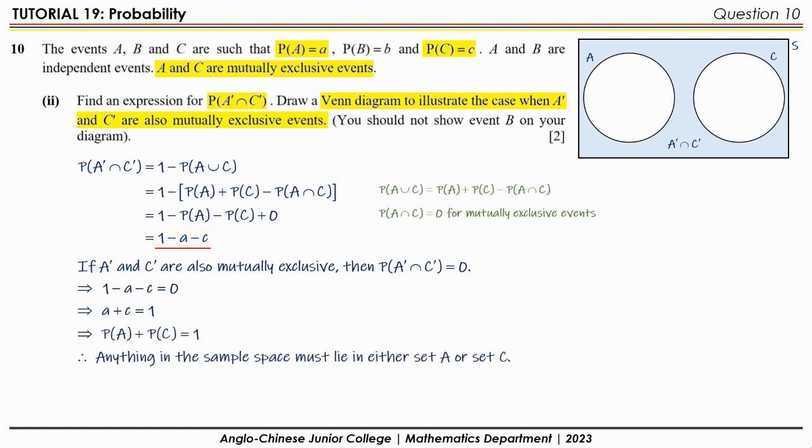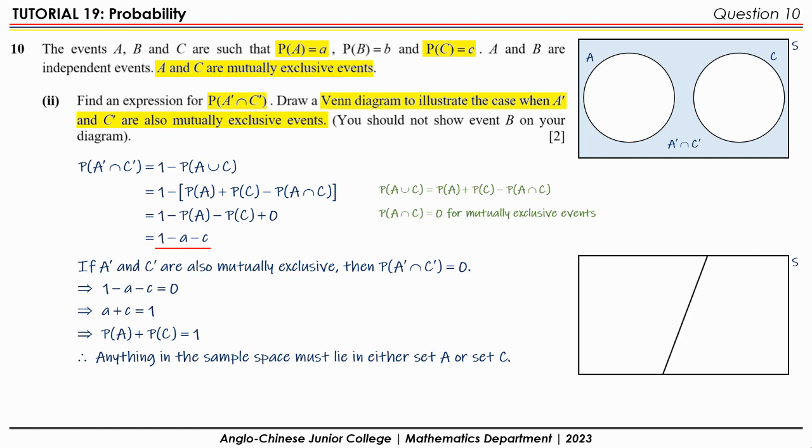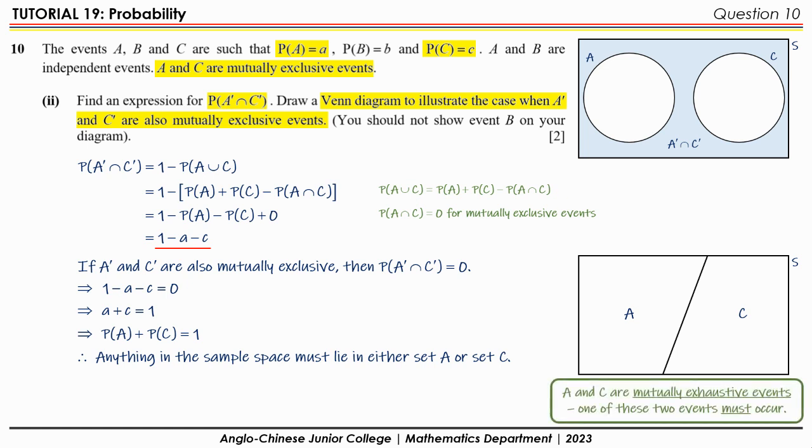Since a and c refer to the probabilities of events A and C respectively, this means that anything in the sample space must lie in either set A or set C. We represent this on a Venn diagram by simply drawing a straight line inside the rectangle representing the sample space, and labeling each half of the rectangle with A and C. We call A and C mutually exhaustive events. In other words, one of these two events must occur.